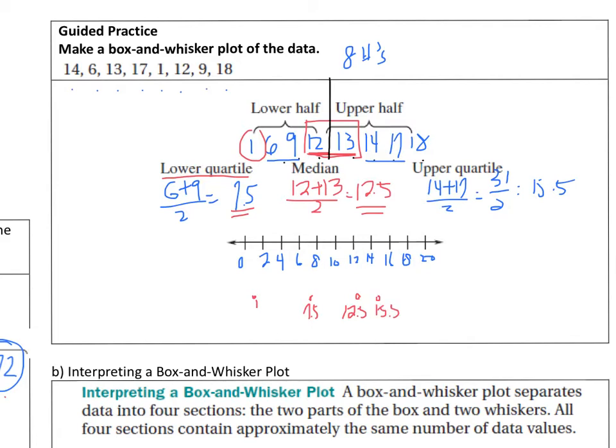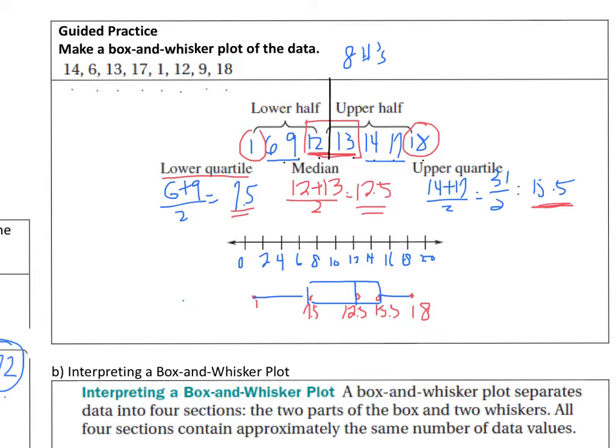Okay, 15.5 will be my upper quartile, and then I need to graph my upper extreme, which is the largest number of this data, and it's 18. Okay, now I'm ready to draw my whiskers, and then my box. And then this box and whisker plot again shows how distributed these numbers are.